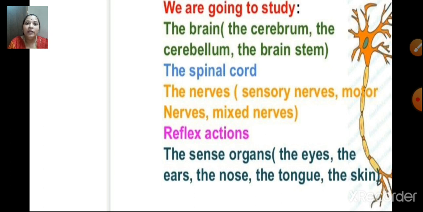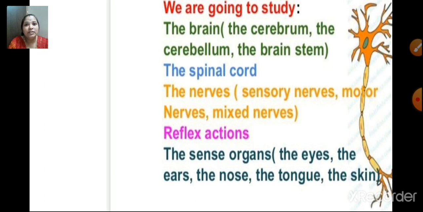So, how many types of nerves are there? There are three types of nerves: sensory nerves, motor nerves and mixed nerves. Sensory nerves take the messages from the sense organs to the brain or spinal cord. Motor nerves take the message from the brain or spinal cord to the rest of the body. And mixed nerves work as both sensory and motor nerves.